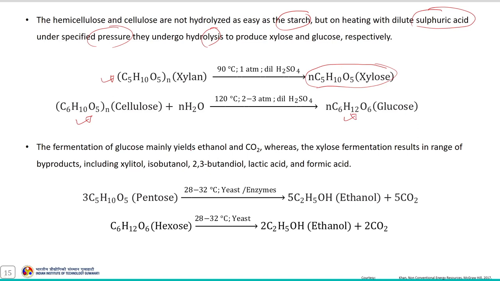And the fermentation of glucose mainly yields ethanol and CO2, whereas xylose fermentation results in a range of products including xylitol, isobutanol, 2,3-butanediol, lactic acid and formic acid, along with ethanol and CO2. Because of this, the C6 sugar is fermented separately and the C5 sugar is fermented separately to achieve a higher ethanol yield. However, there are more technological advancements in fermentation technology now, where C5 and C6 can be co-fermented to produce ethanol, which we will discuss later in this lecture.